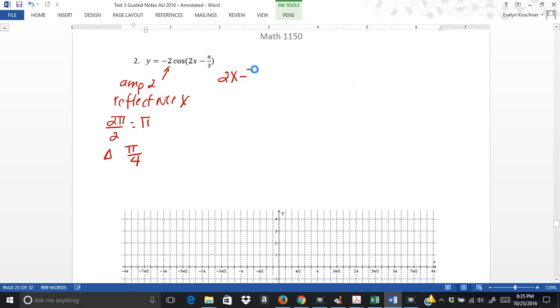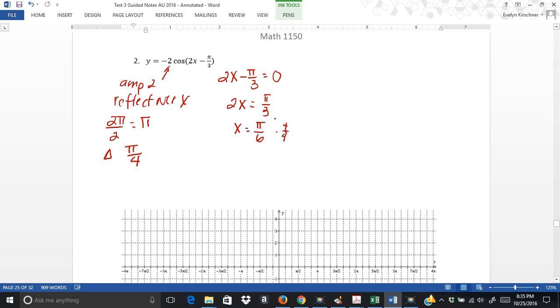So I have 2x minus pi over 3 is 0, which means that 2x is pi over 3, or x is pi over 6. So I know I'm starting at pi over 6. I'm going to find a common denominator. I'll just go with 24. So that is pi over 6 is the same as times 4 over 4.